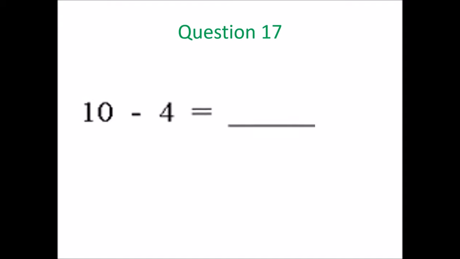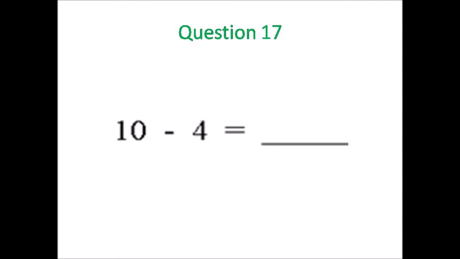Got it? Excellent work. Question 17. Here we go. 10 take away 4 is equal to what? So you have horizontal subtraction now. And you have 10 fingers, so you can easily do it. Put up 10 fingers and take away 4. See what you are left with. 10 take away 4. This is basic stuff for grade 2.